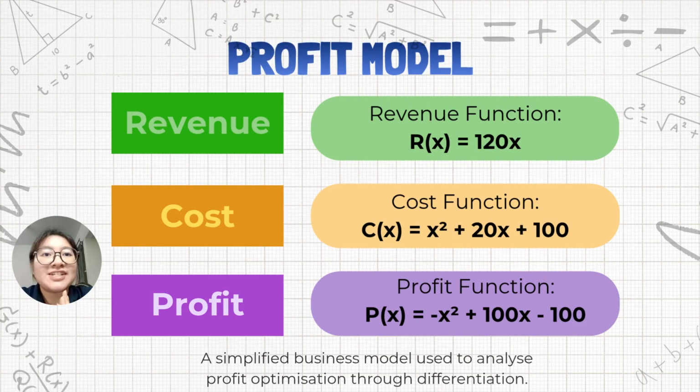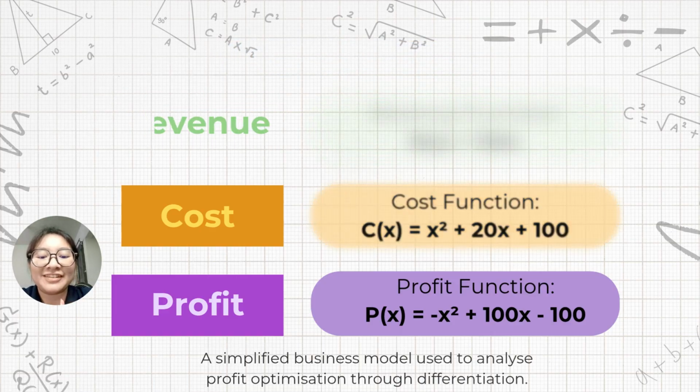The revenue function is R(x) equals 120x, while the cost function is x squared plus 20x plus 100. By subtracting the cost function from the revenue function, we obtain the profit function P(x) equals negative x squared plus 100x minus 100. This profit function is then used to determine the production quantity that maximizes profit.